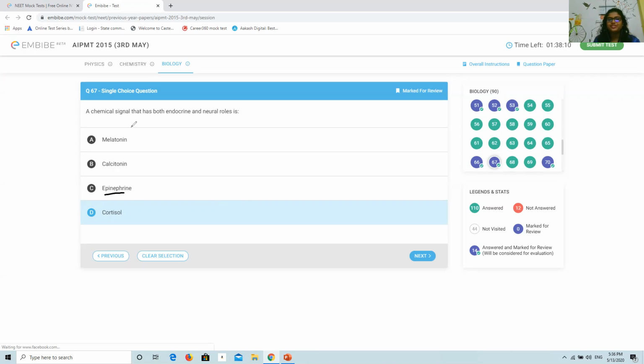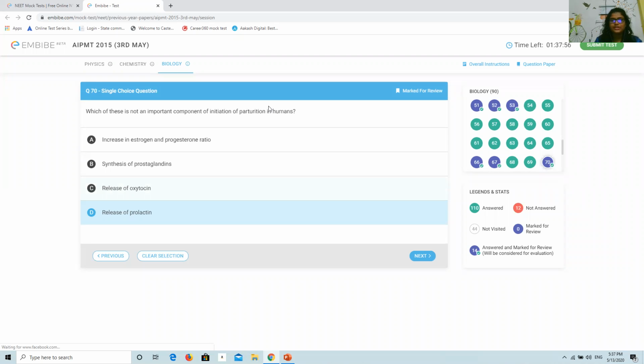So your epinephrine is from an endocrine gland, the adrenal medulla. And what neural role does it play? It plays an important role as it is a neurotransmitter. Now you know what a neurotransmitter is. So yeah, let's move ahead.